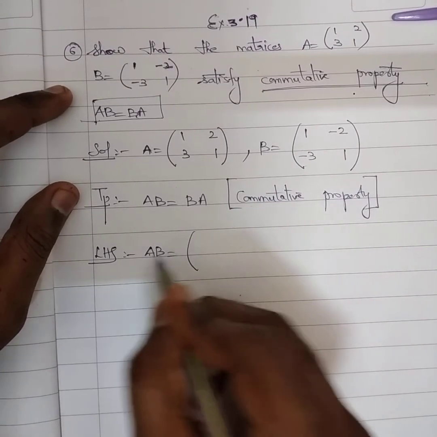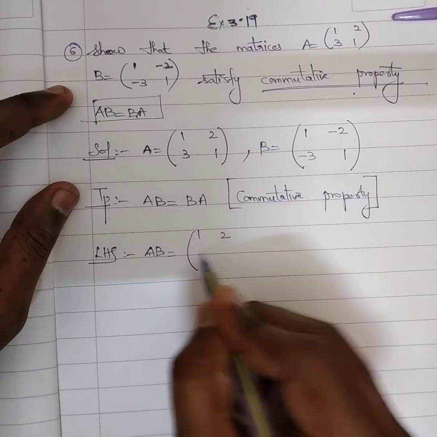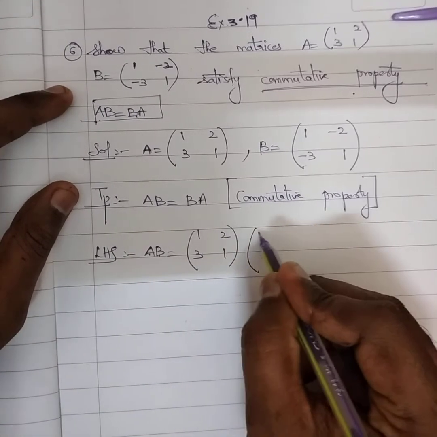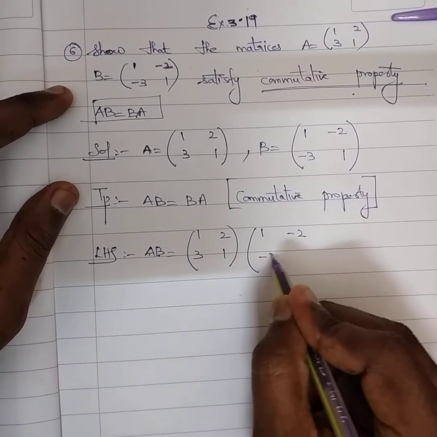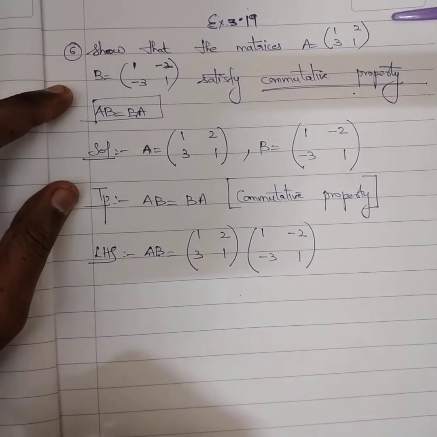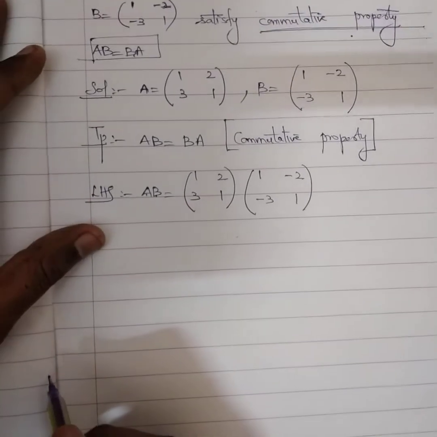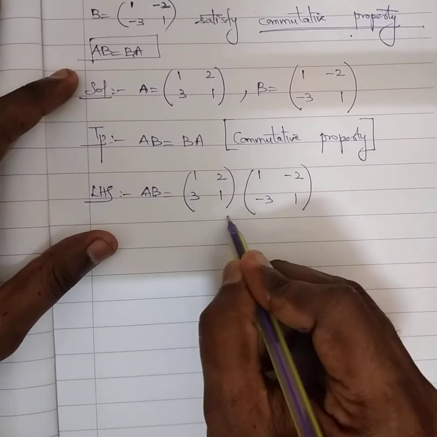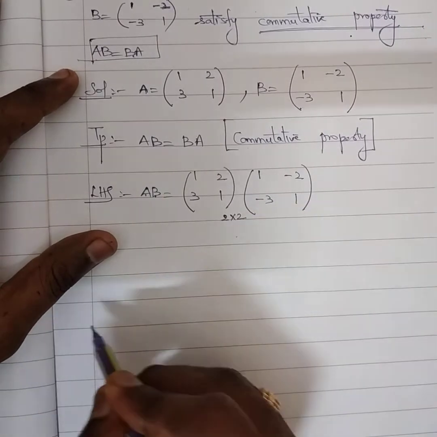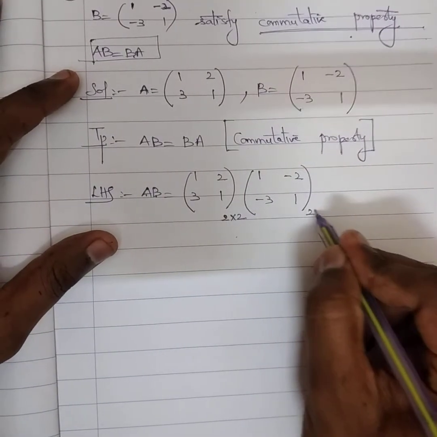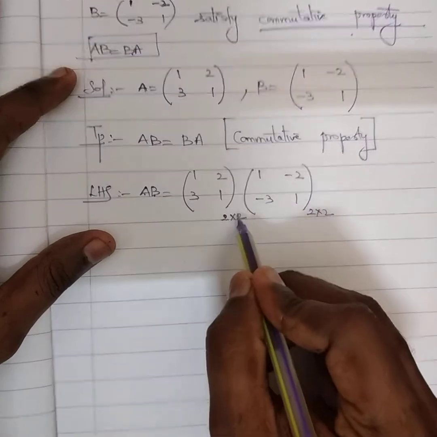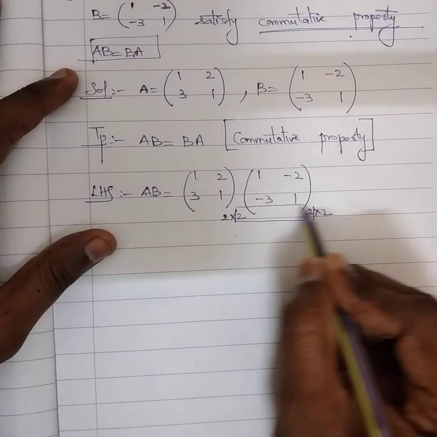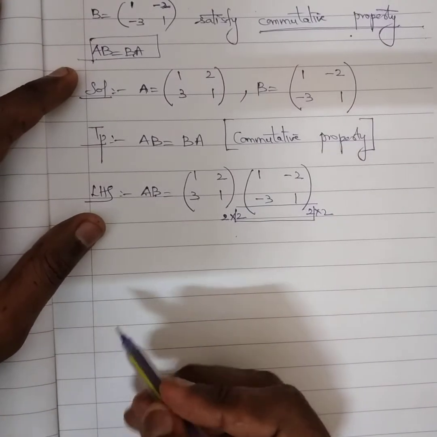What is the A matrix here? 1, 2, 3, 1. Next the B matrix: 1, -2, -3, 1. First I need to check whether matrix multiplication is possible or not. See how many rows are present here? 2 rows. How many columns? 2 columns. Here 2 rows and 2 columns. The first matrix's columns and the second matrix's rows are the same, so matrix multiplication is possible.